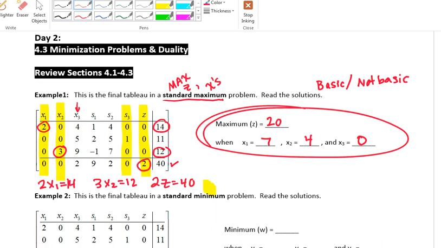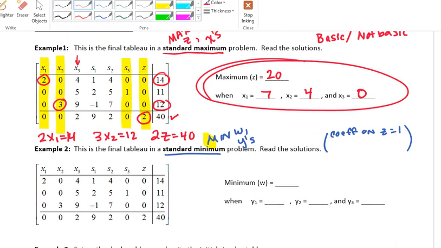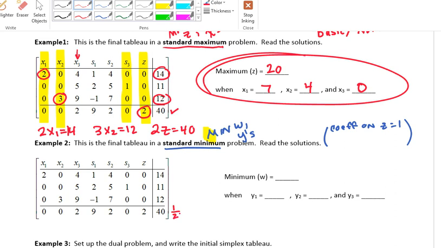Now, if this exact same tableau represented the solution in a standard minimum problem, remember we're looking for a little bit different information. We're looking for a minimum w, and we're looking for y's. Now, if I look across the top of this thing, I don't have any w's or y's, so I have to read the solutions a little bit differently. Remember, the first thing you need to check for is that you want the coefficient on z to equal 1. So I need to scan down first. I see right now that my coefficient on z is equal to 2. That's a problem. So I'm going to take that last row in the matrix and I'm going to multiply by 1/2. So I'm going to take 1/2 of row 4.